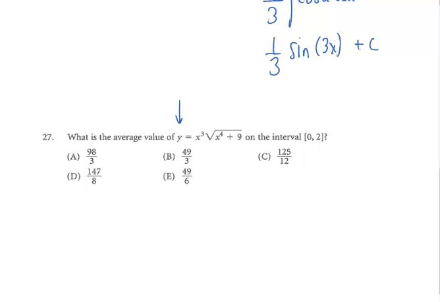So this requires a couple things. You have to remember what average value means. Remember, average value is finding the area under a function and dividing by, if you're integrating from a to b, the width of the integral. This is not average rate of change of a function. This is average value of a function.